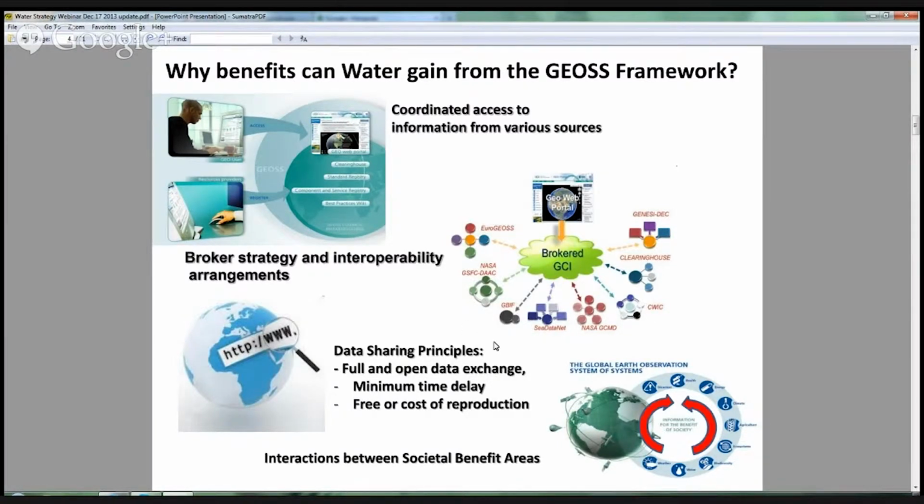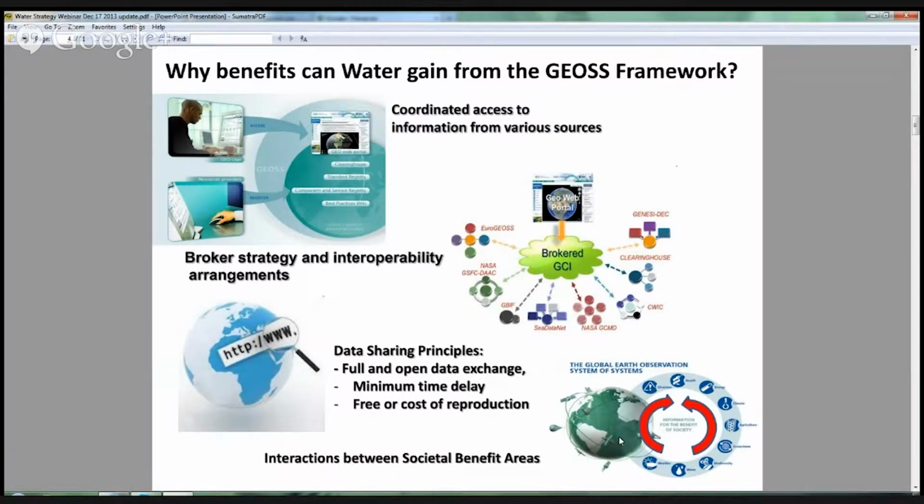Sometimes those sources of data will tell you that you have to have a proposal to get access to the data. Sometimes they're free and open, as they are at NASA, but there are different approaches for accessing the data. The GEO program itself advocates full and open data exchange, making the data available with a minimum time delay, and making the data free or available for the cost of reproduction.